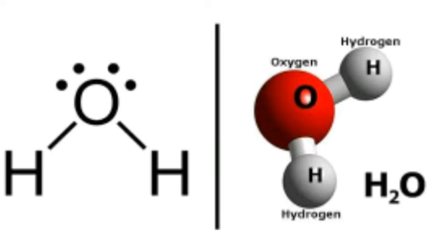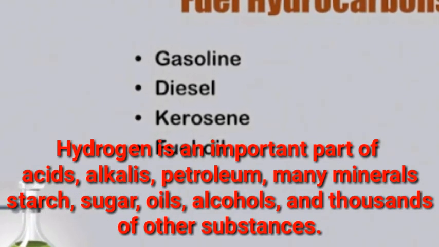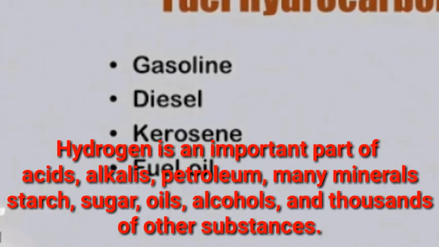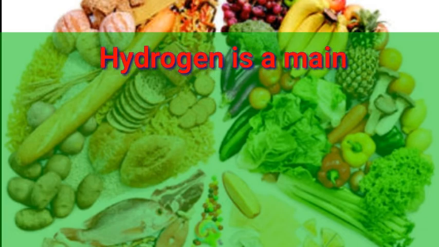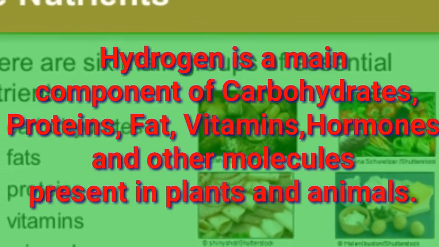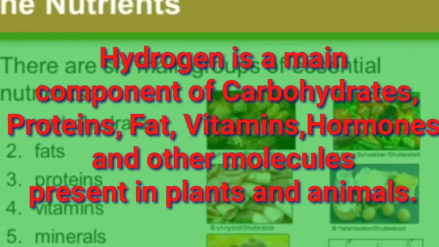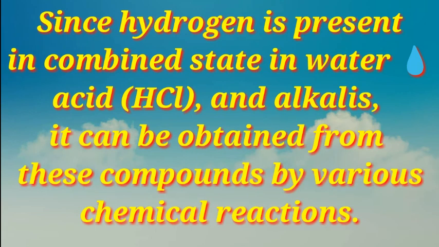Earlier we studied the composition of hydrogen, right? So hydrogen is an important part of acids, alkalis, petroleum, many minerals, starch, sugar, oil, alcohols and thousands of other substances. Hydrogen is a main component of carbohydrates, proteins, fats, vitamins, hormones and other molecules present in plants and animals. So we can say that hydrogen is present in combined state in water, acids, HCl, alkalis, and it can be obtained from these compounds by various chemical reactions.